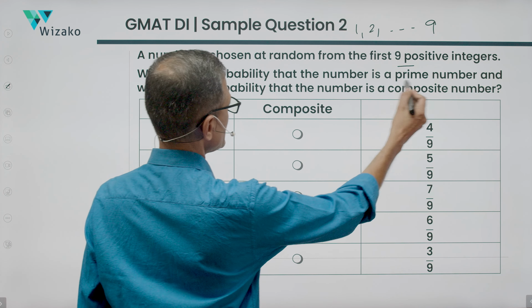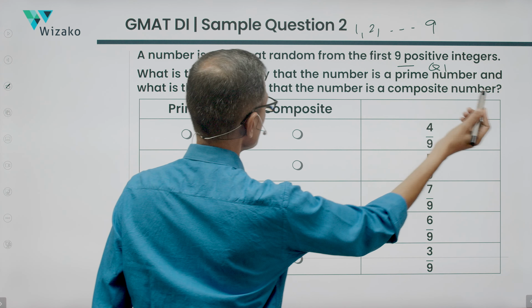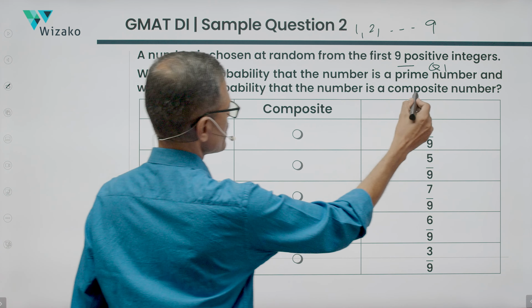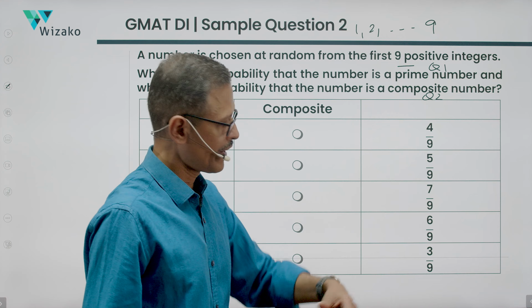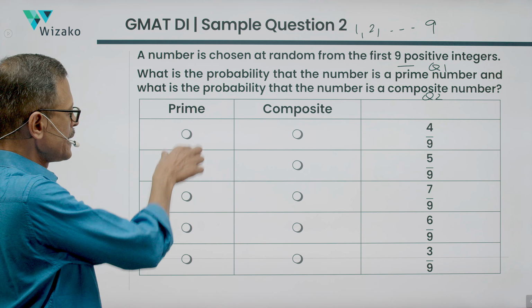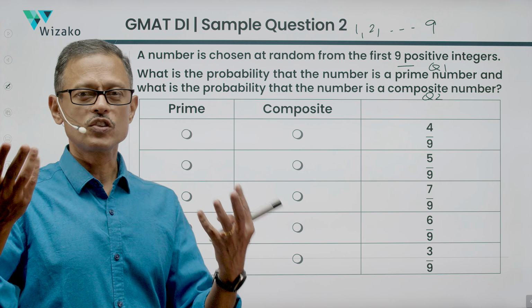What is the probability that the number is a prime number? This is prompt 1. And what is the probability that the number is a composite number? This is prompt 2. And we have 1, 2, 3, 4, 5 answer options. Probability that it is prime, probability that it is composite is what you need to find out.